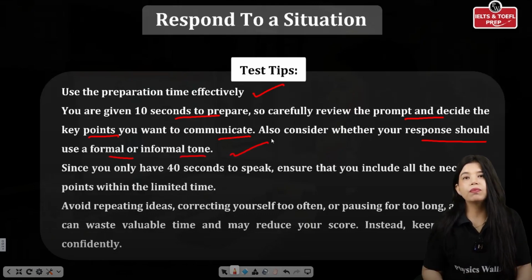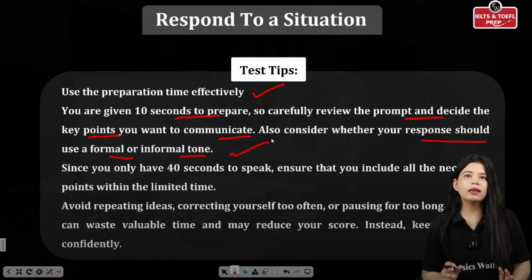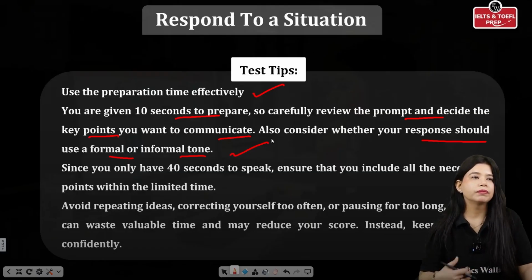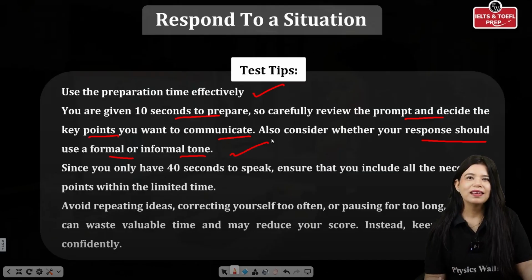This is super important. If you are, let's say, responding to a situation to your boss, to your manager, you need formal tone, formal English. But if you are responding to a family member, to a friend, then you need informal English. So that is also something you need to consider in those 10 seconds.